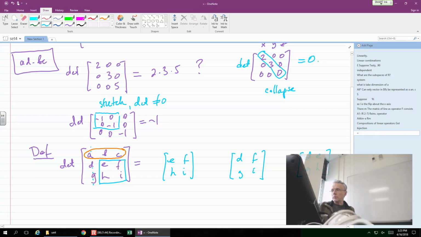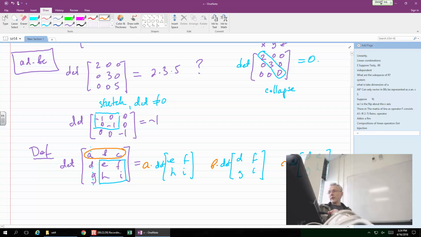Okay, and then the coefficients are A, B, and C. So I start with A. How do I explain the first term? I take A, write it up there, and then I remove the column and the row that contain A, which means that I remove the first column and the first row, and that gives me the matrix E, F. I forgot the crucial part. We're talking about the determinants here, right? So this is the determinant. Here I have, as I said, A, B, and C.